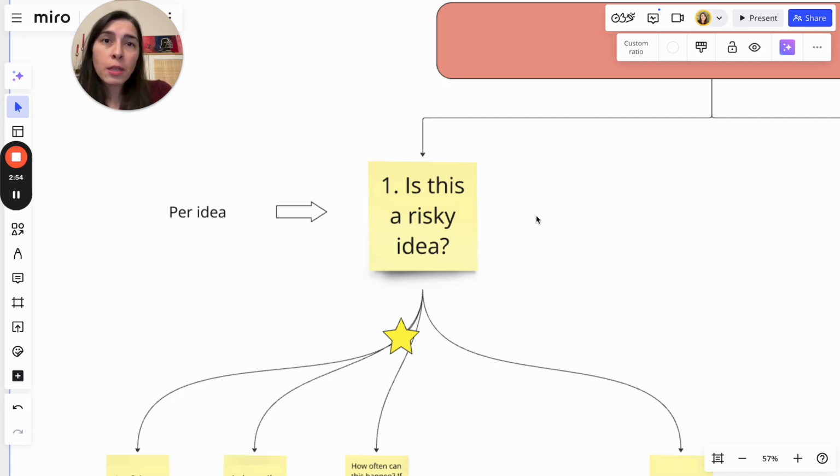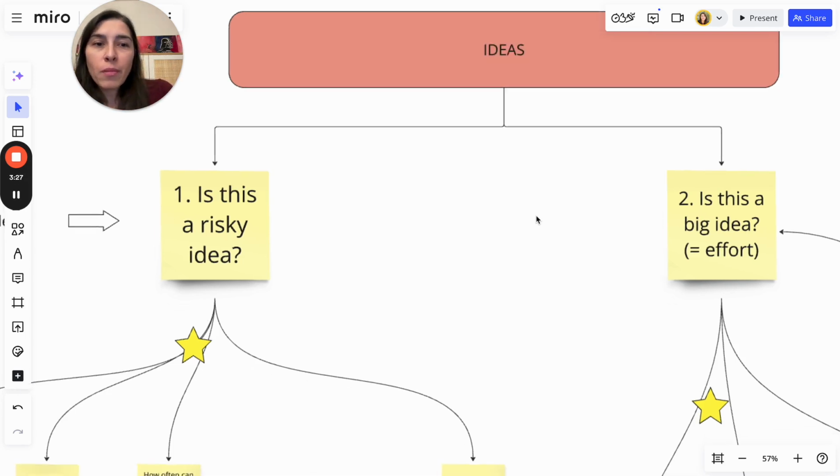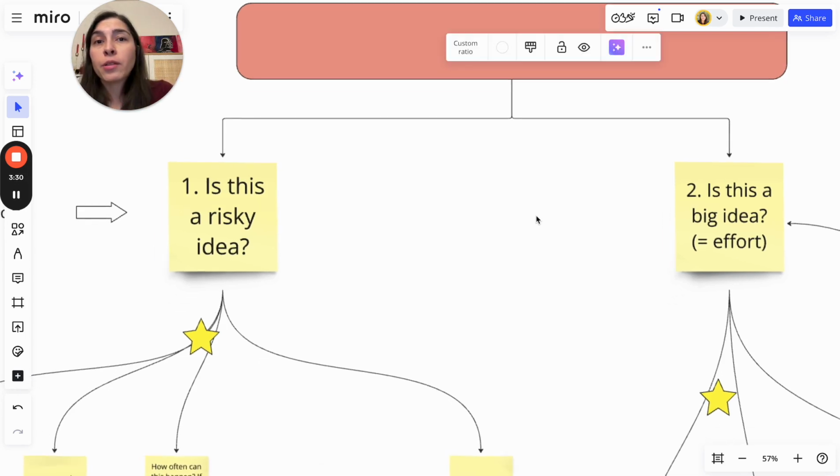Now, for each idea that you have, ask yourself first these two questions. A, is it a risky idea? And B, is it a big idea? As in, does it require a lot of effort to build this idea, ship it, maintain it, etc.? And it's not just technical effort, it's any kind of effort. Maybe it's an idea where you need to be aligned with 20 teams to actually make it happen. That's also part of effort. So think in that way. And then you have to first answer these questions.